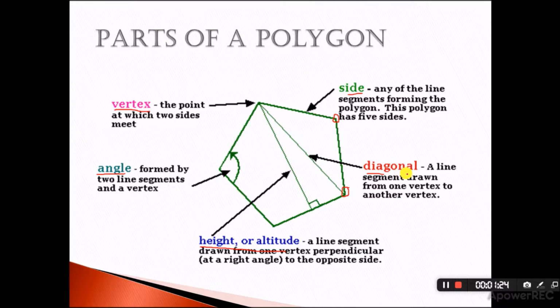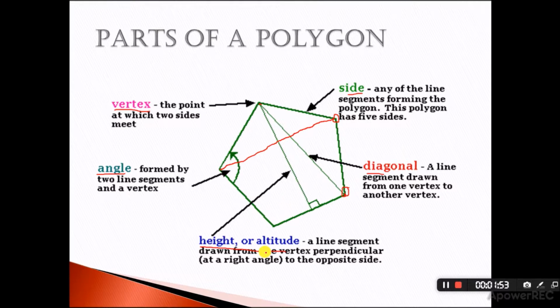Diagonal, a line segment drawn from one vertex to another vertex. This one from here until here. Or maybe you could draw a diagonal from another part of the polygon. It could be from this side to this side.